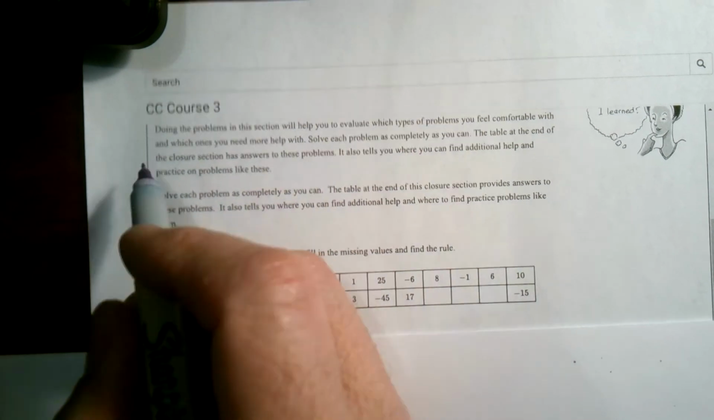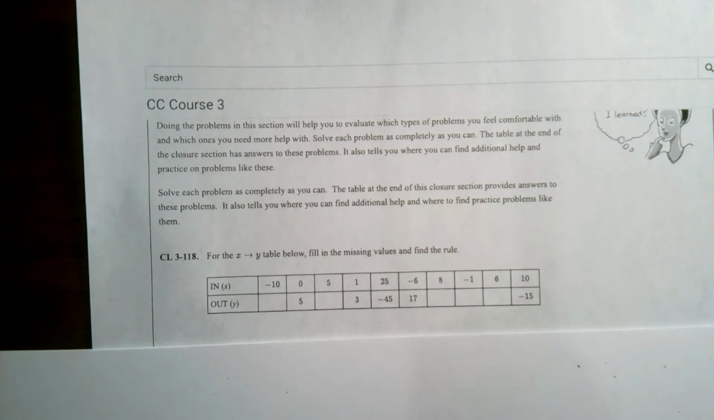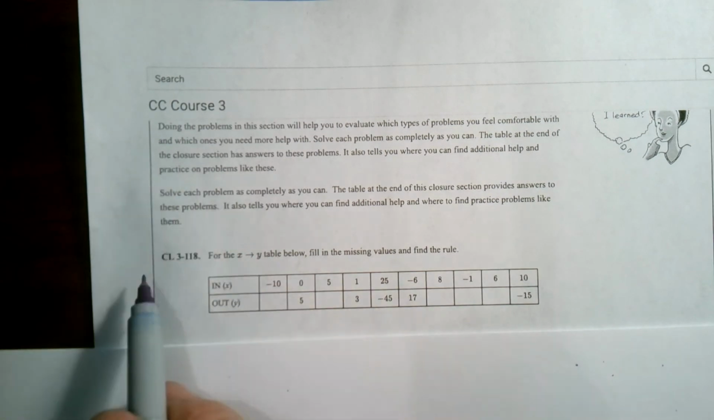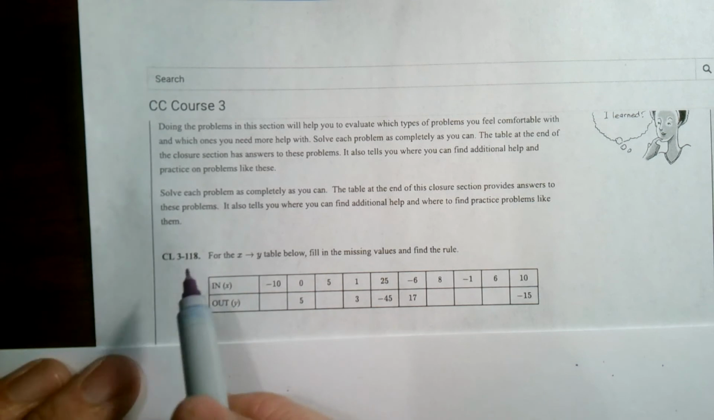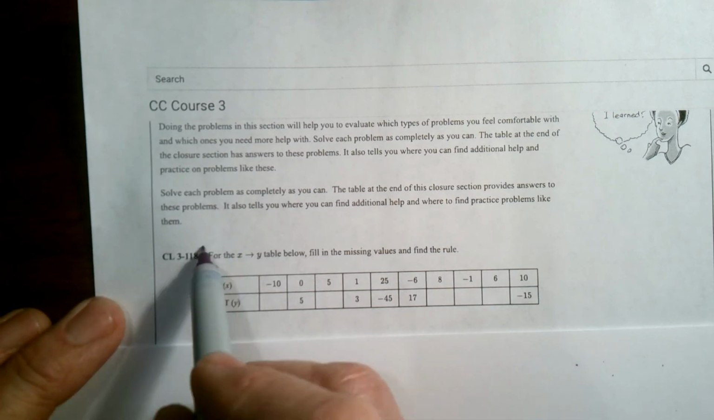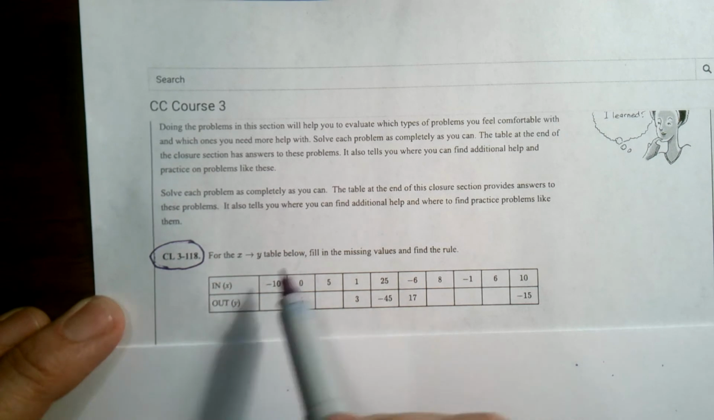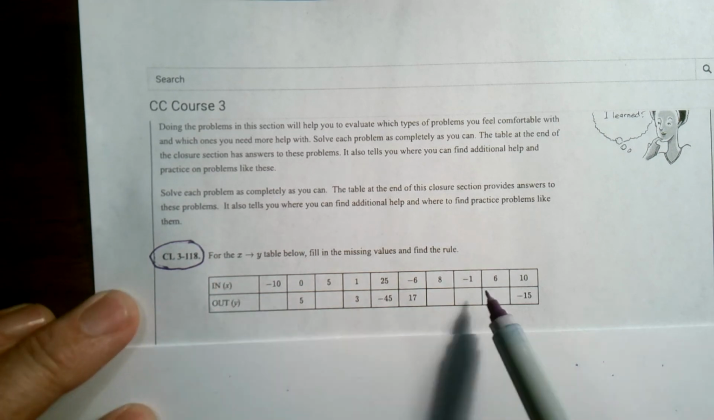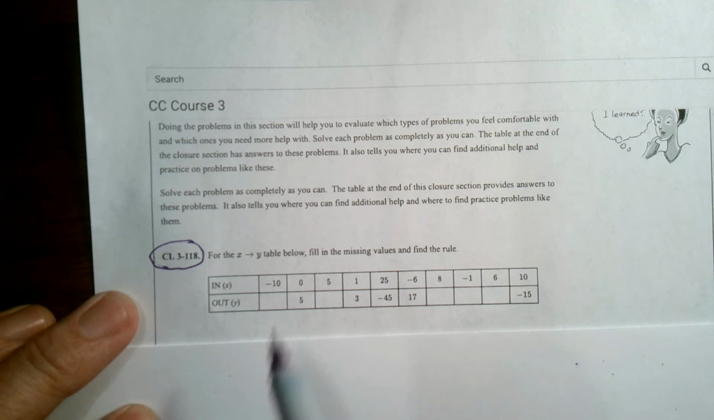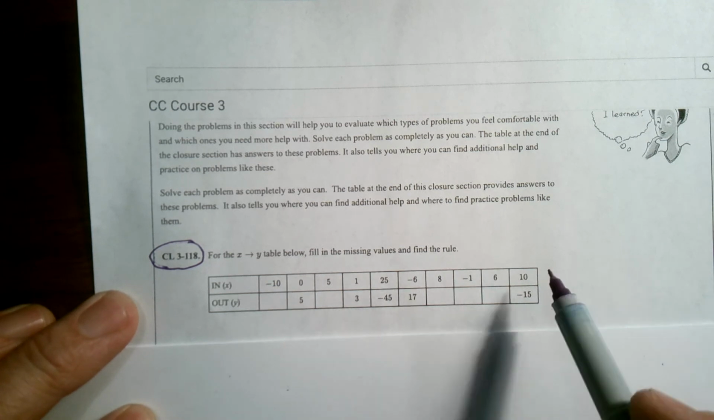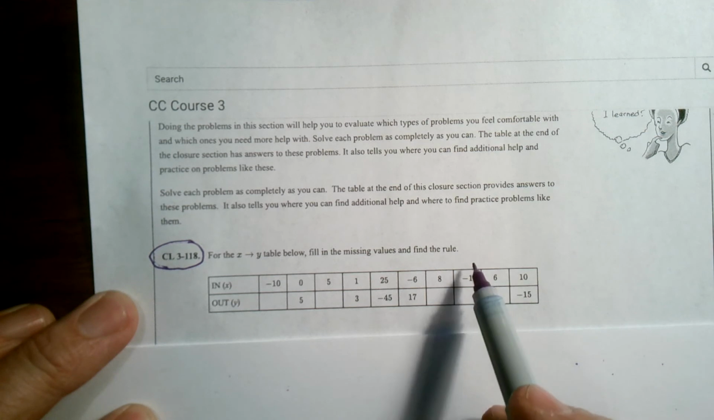We are looking at CPM Course 3. So this is the closure exercises, problem 3-118. Looking at an x and y table, an input-output table, we determine what the pattern is, and from there determine the rule, right?